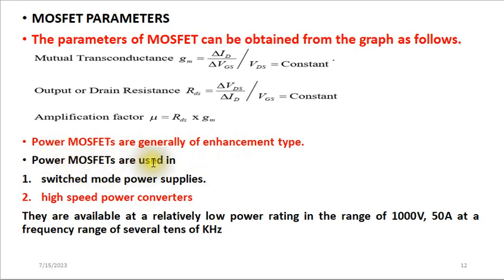And the most areas of its application are in the switched mode power supplies and in high-speed power converters. And the power rating is somehow low. The voltage is maximum of 1000 and the current 50 amp, and the frequency is very high. It can reach tens of kilohertz, which means it can be 10, 20, 30, 40, 50 kilohertz of up to 90. That's the tens of kilohertz.